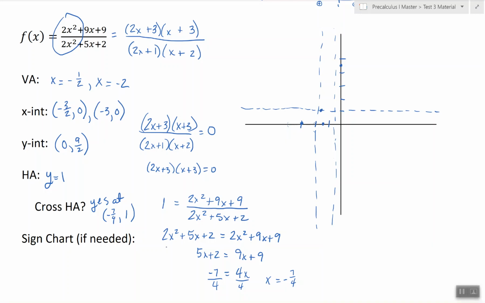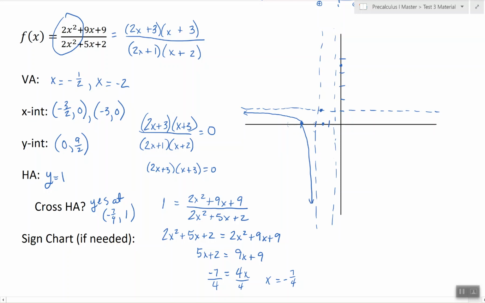Okay, let's see if we can get this graphed without having to do a sign chart. I know I have a graph either here or here, and it's obvious because I have this point here that I have to have on my graph that we have a graph that's doing this kind of thing.